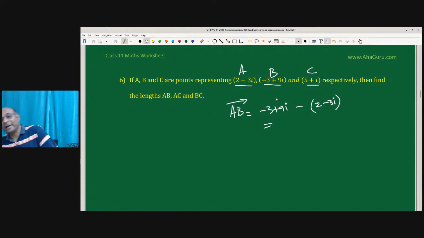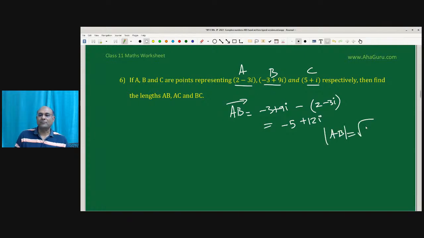You can also, of course, say these are all coordinates and use coordinate geometry, but we are doing complex numbers. Why don't we just do that? So minus 3 minus 2 is minus 5. 9i plus 3i is 12i. So modulus of AB is root of 5 square plus 12 square, which is 13.